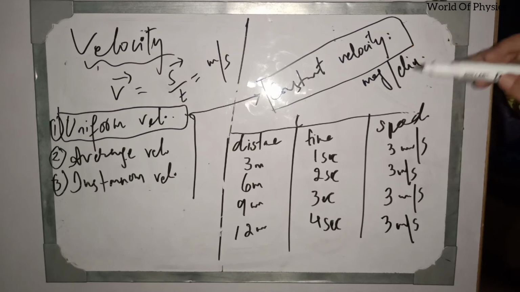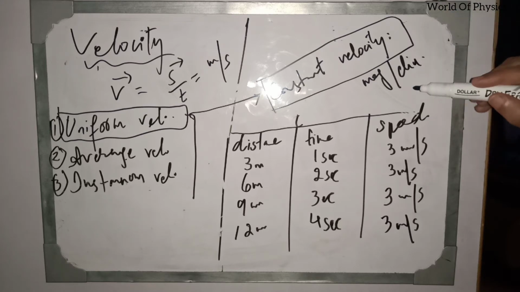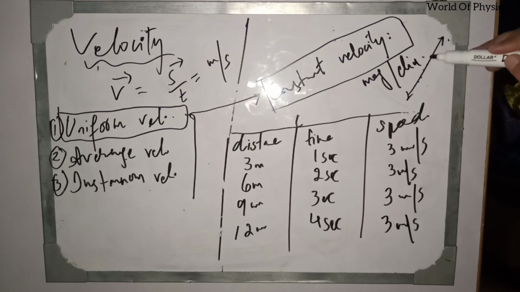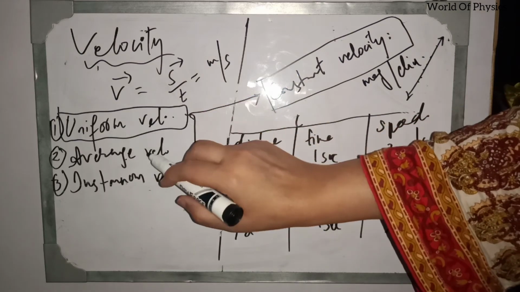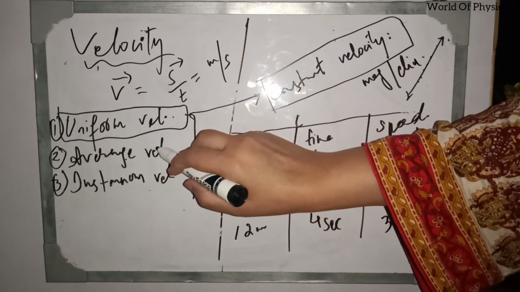For example, a freely falling body is moving with constant velocity, and a body moving on a straight line should have a constant velocity, because its magnitude as well as direction are same. Next term is now average velocity.